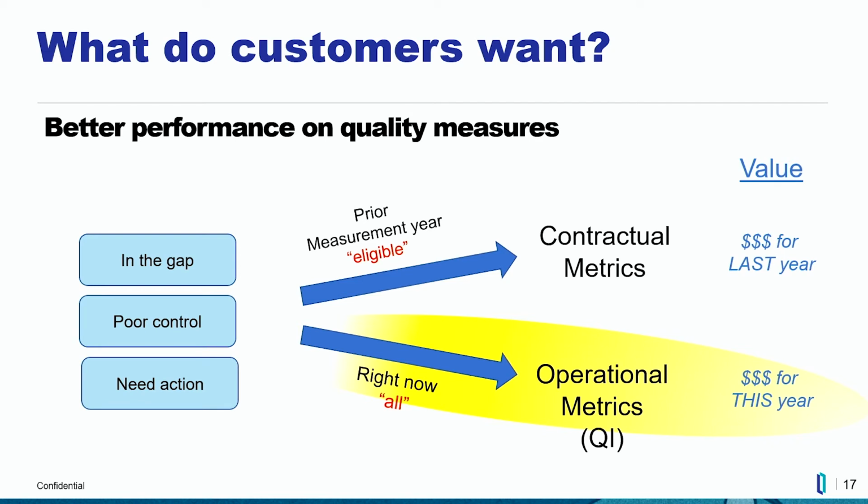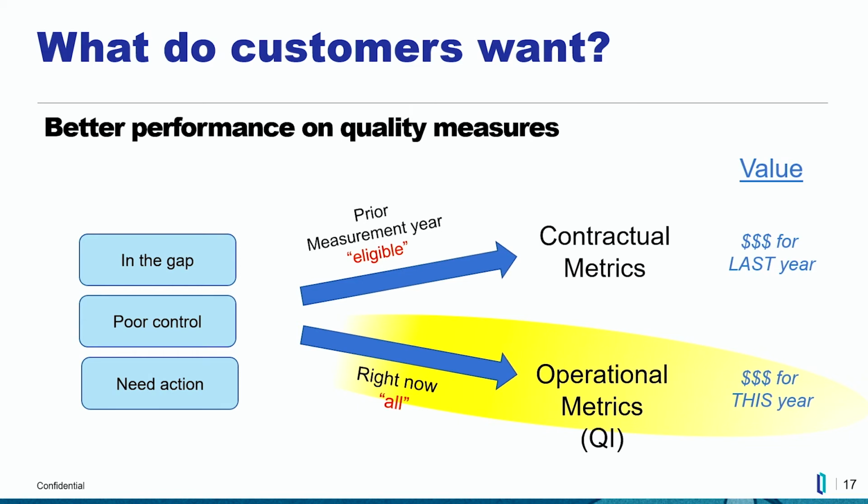So that's great, but that doesn't help me with my current patients, and it doesn't help me with the next year. For that, I want to look at operational metrics. And by operational metrics, what I mean is I want to see who today, this week, this month, last month, is in the gap. Who has poor control or good control? Which of my members need action right now? Because that's going to impact how I get paid next year, and it's going to impact the quality metrics right now. And so we want our solution to be able to support, in particular, the operational metrics, because that's one of the trickiest areas going forward.